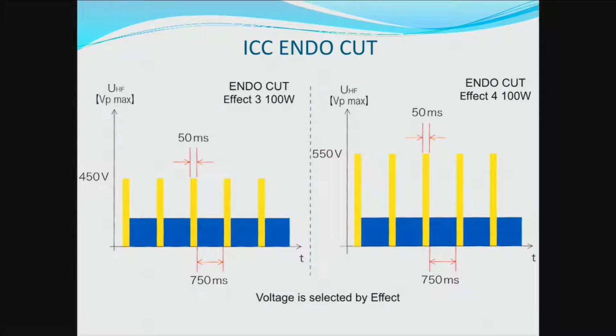ICC end cut has an 800 millisecond output wave consisting of high cut, 50 milliseconds incision, and 750 milliseconds of coagulation.